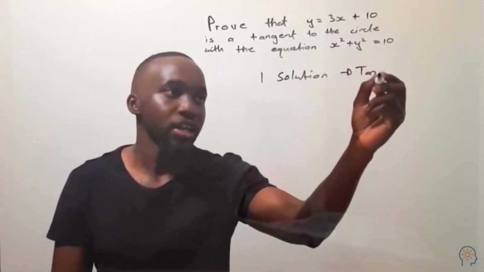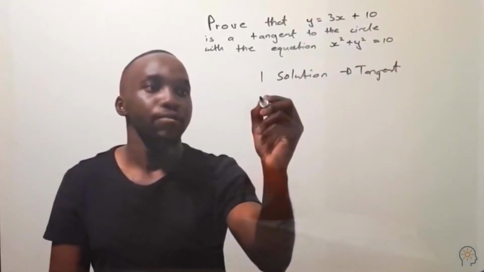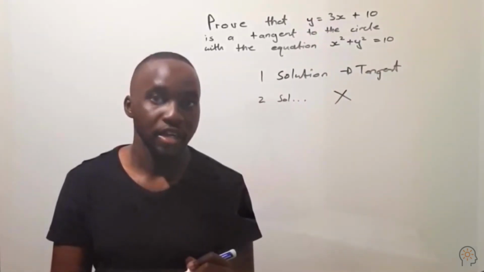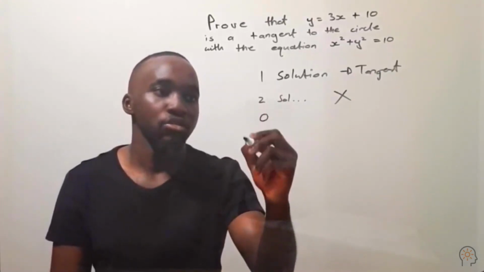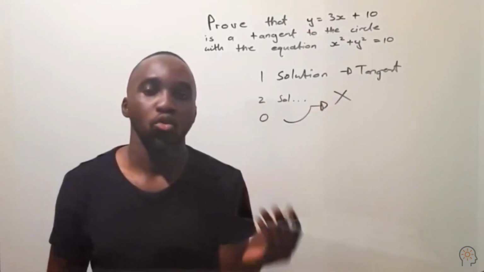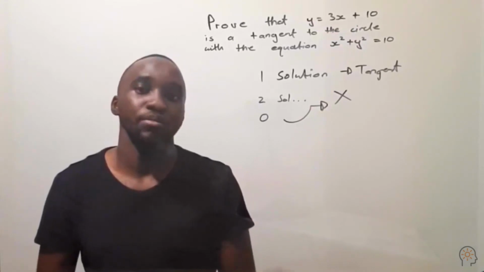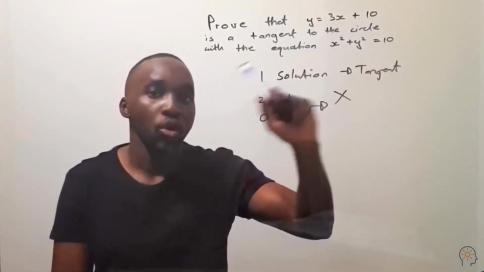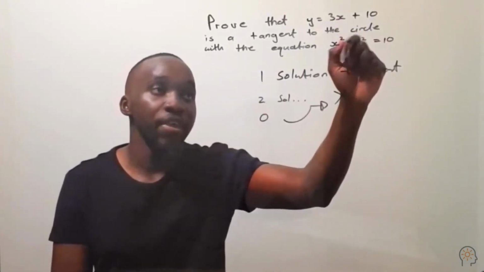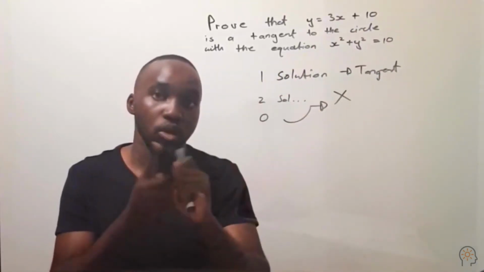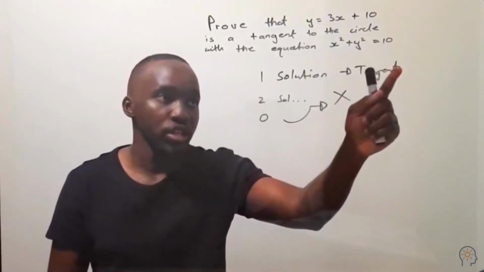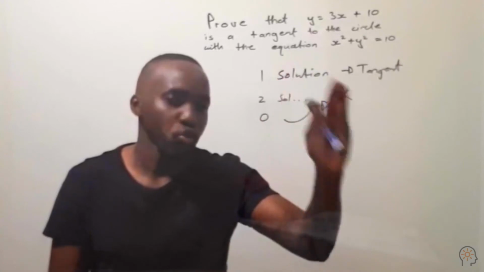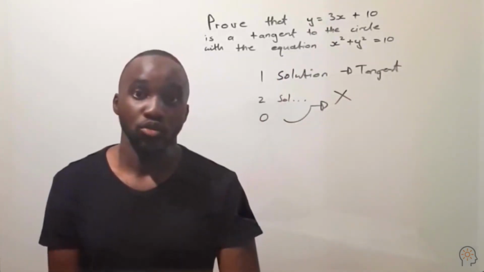That's if it is a tangent, right? If you get two solutions, then it is not a tangent. If you get 0 solutions, then it's also not a tangent. So that's the idea behind proving that this is a tangent to this circle. All you want to do is check where they intersect, and you should just get one solution. If you get one solution, it's a tangent. If you get two solutions, it's not a tangent. If you get 0 solutions, it's also not a tangent. So that's what we're going to do.